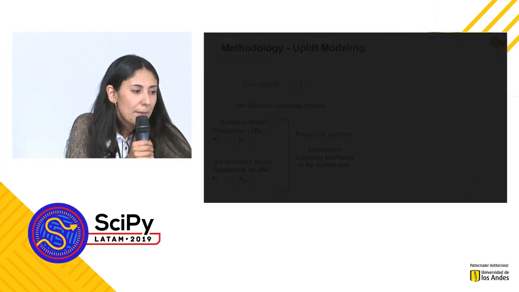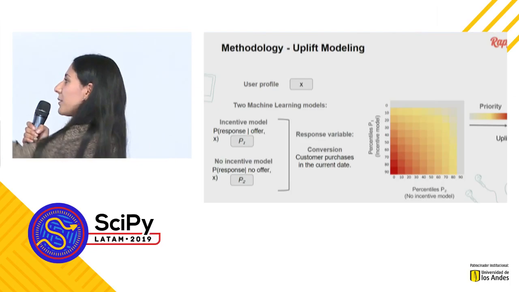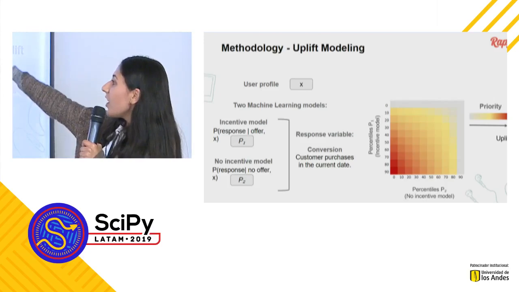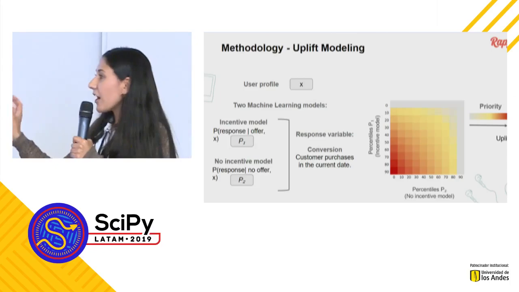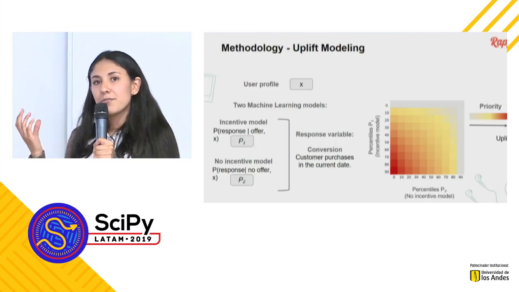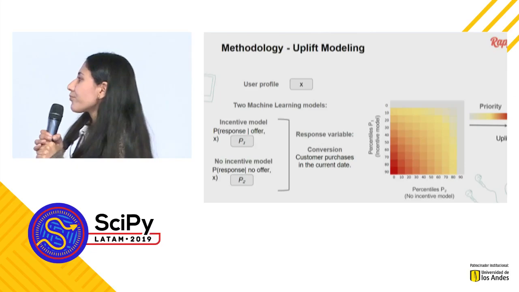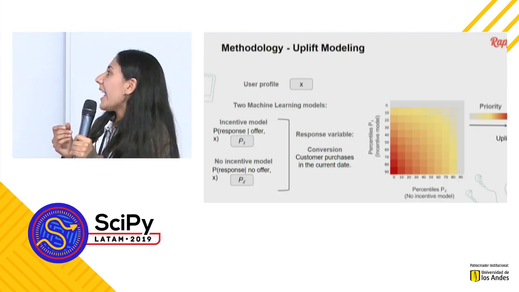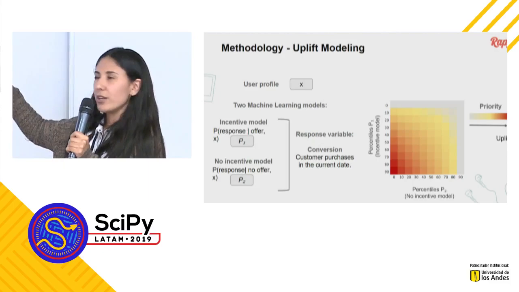What we then made, having the two models, was to divide the outputs of the models in percentiles. So for example, the users who are in the 90 percentile of the incentive model and who are in the 0 percentile of the no incentive model are the ones who are more persuadable, because they have a very high probability of buying with the incentive, but a low probability of buying if they are not given an incentive. So they have more priority for us to be contacted. Then the orange section comes in priority, and so on.